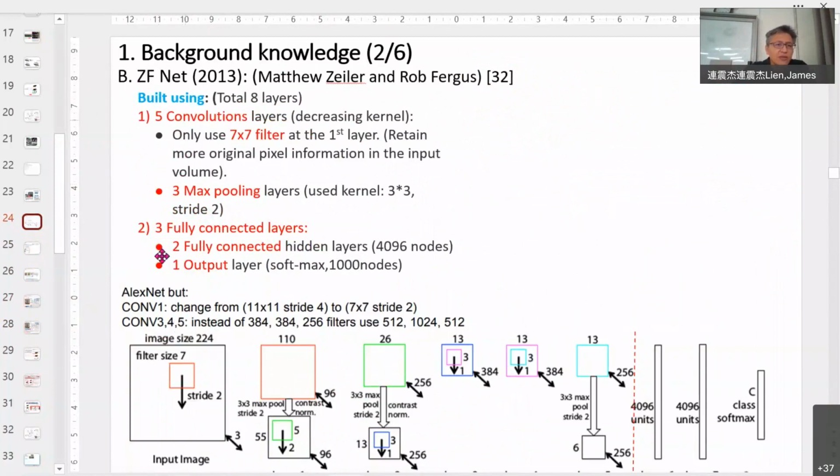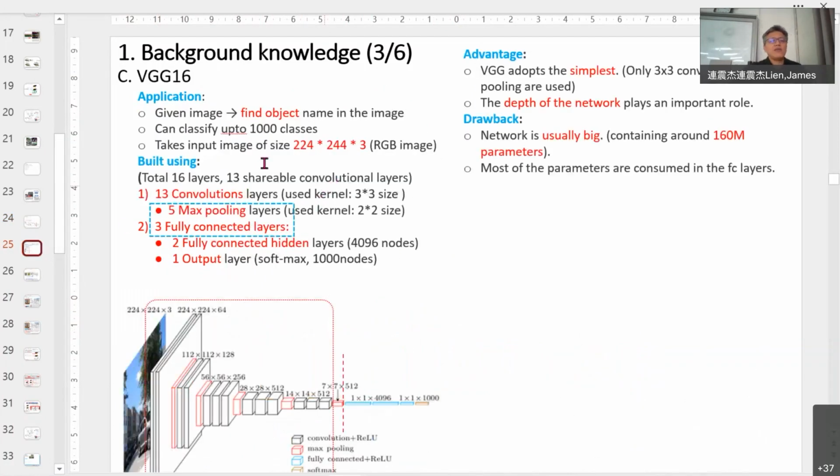AlexNet is from 2012, and after AlexNet, ZFNet changed the filter from 11x11 to 7x7. Then in convolution layers 3, 4 and 5, they have more filters and get better results. Just to give you an idea. And then after that, we have VGG, which has better results.